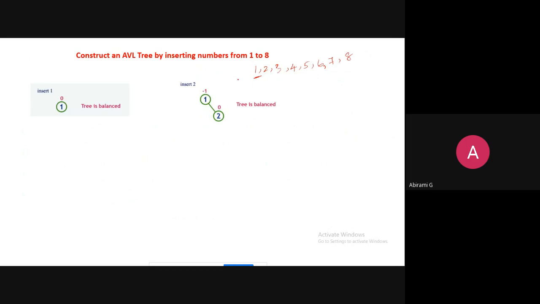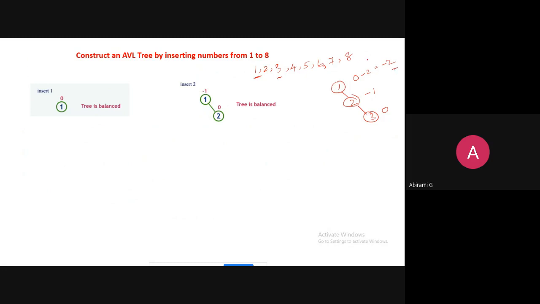What is the next value? 3. Now we are going to insert 3. 1 is already there, then 2, and its balance factor is -1, 0. 3 is compared with 1, which is greater. Again, 3 is compared with 2, which is greater, so it has to go to its right hand side. What is the balance factor now? The balance factor of 3 is 0 because there is no left and right. The balance factor of 2 is 0 minus 1, which is -1. For 1, there is no left subtree so the height is 0, and the right hand side is 2, so the balance factor is -2.